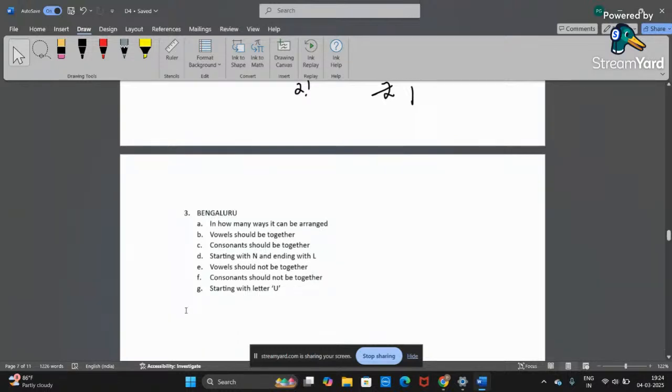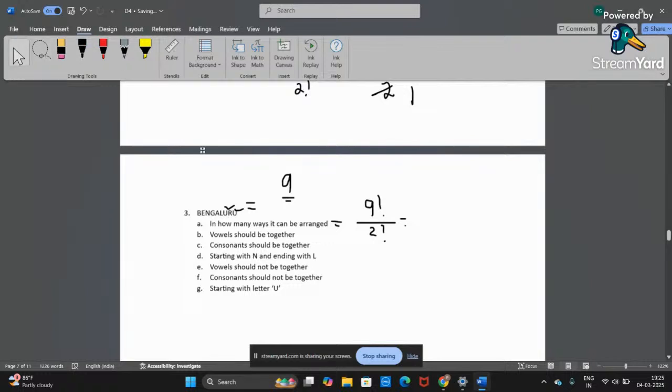Okay, we'll solve. How many letters are there in the word Bengaluru? There are 9 letters, right? So, first one, in how many ways it can be arranged? We'll write it as 9 factorial because there are 9 letters. And what is the repetition here? U has repeated twice, right? So what we have to do? We have to divide this 9 factorial by 2 factorial.